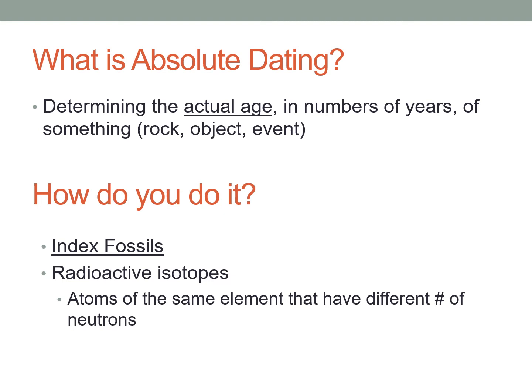And how do we do that? Well, we do that a couple of ways. One way is using index fossils. Another way is using something called radioactive isotopes. And an isotope is simply an atom of the same element that has a different number of neutrons. And we'll get into that in a little bit.